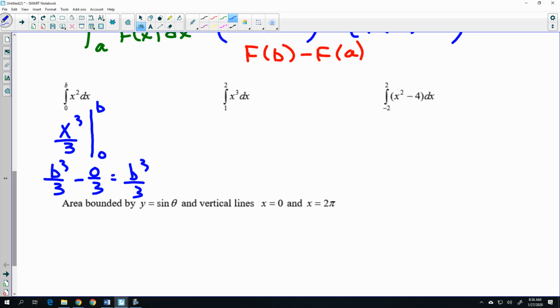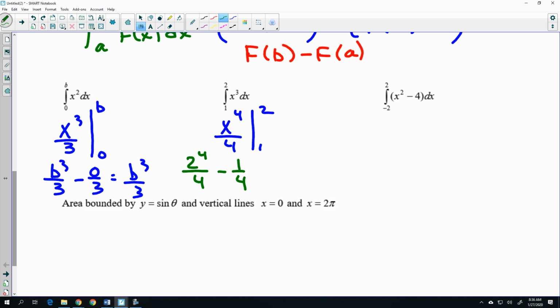So let's try the next one. If I was to integrate this, I'm going to get x cubed. Whoops, it is x cubed, so now I power up: x to the 4th over 4 from 1 to 2. So who do I plug in first? Every time it's the same. So I'm going to get 2 to the 4th over 4 minus 1/4.